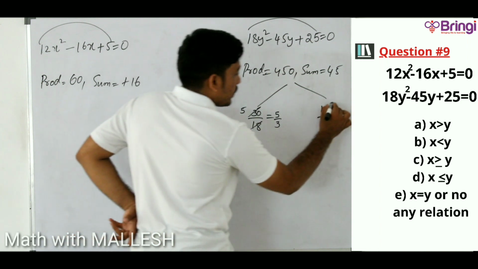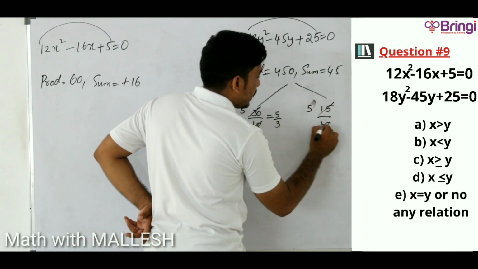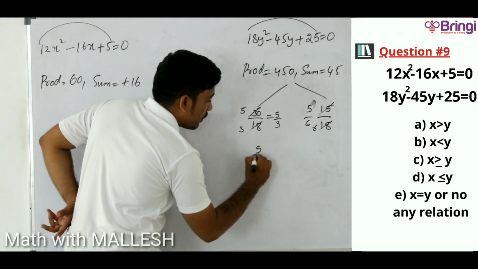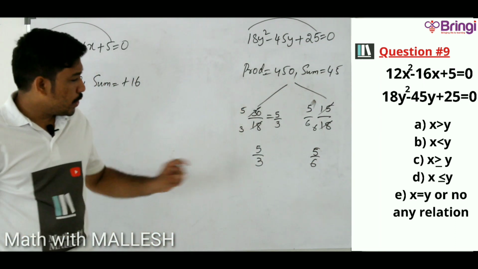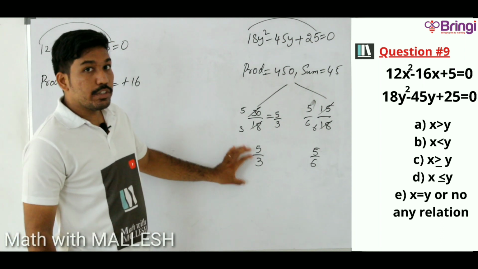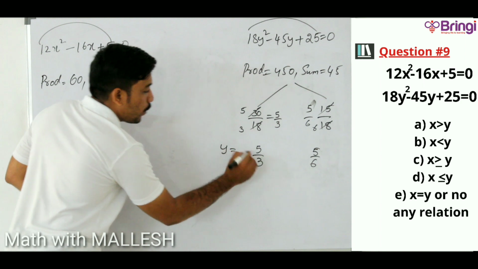Next, 3 5s are 15, sorry, 3 5s are 15 and 3 6s are 18. So 5 by 6. What came? 5 by 3 and 5 by 6. If you don't know the divisions properly, I will tell you that also, how to do it without doing divisions. Now moving on to the x, and these are the y values.